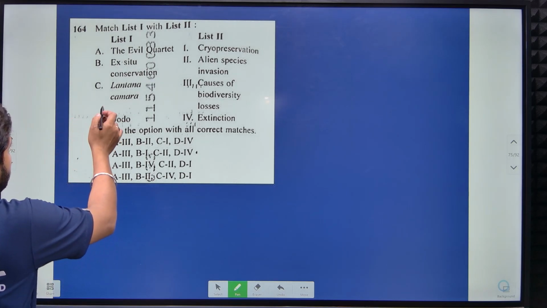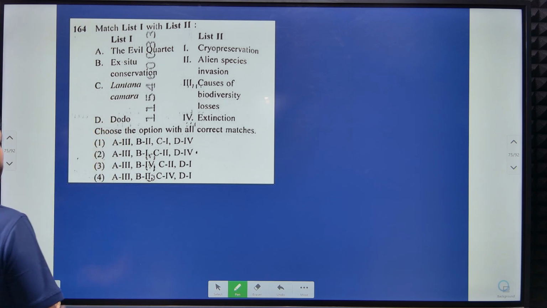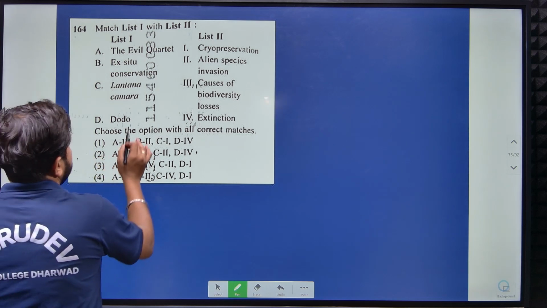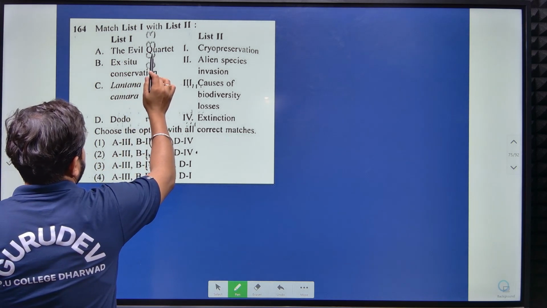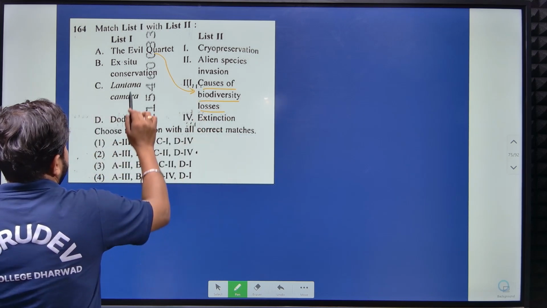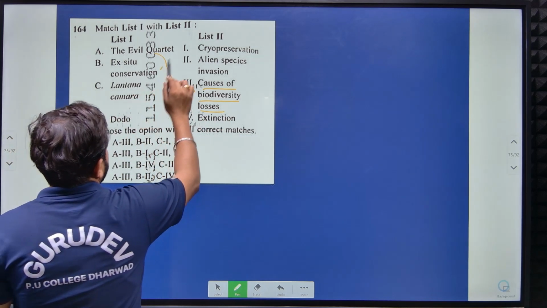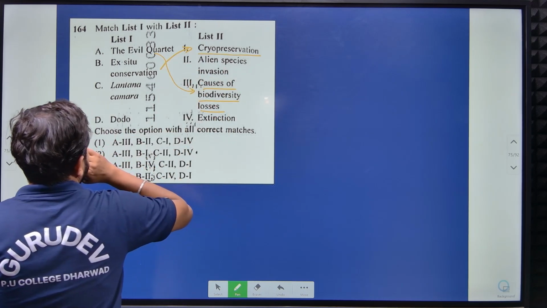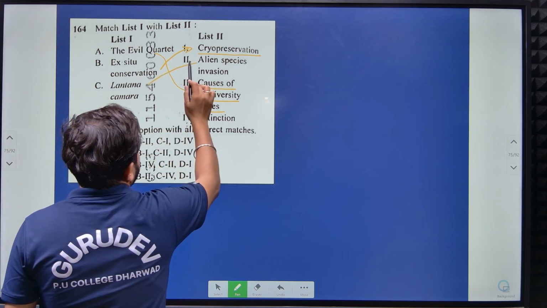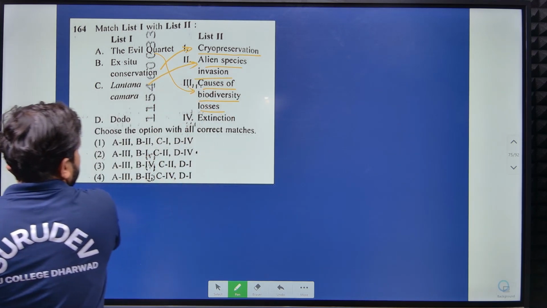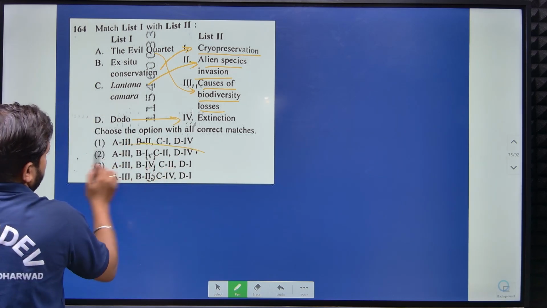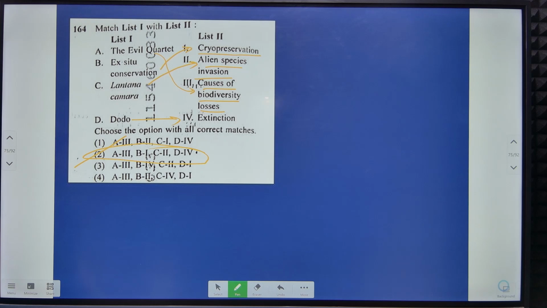Then moving on to the next, they have mentioned evil quartet, ex situ conservation, Lantana camara, and dodo. We have to find the correct match. Evil quartet is related to the causes of biodiversity loss. Ex situ conservation is cryopreservation here. Lantana camara is related to alien species invasion. Dodo is an extinction. So according to that, option 2 is correct, right?